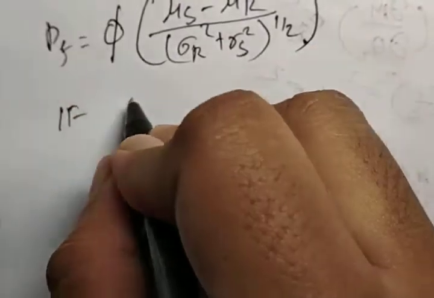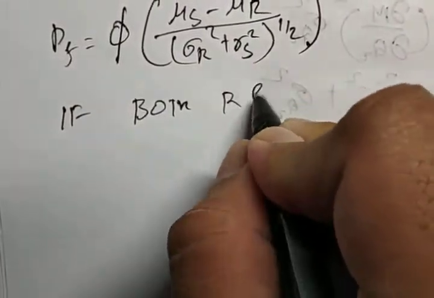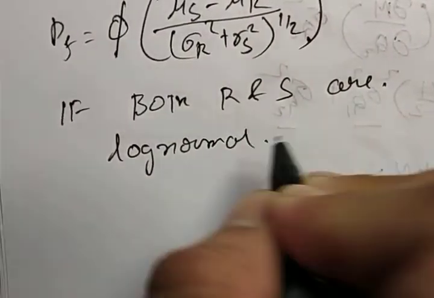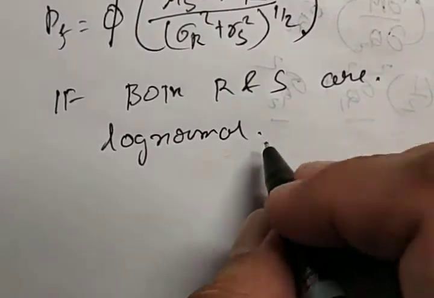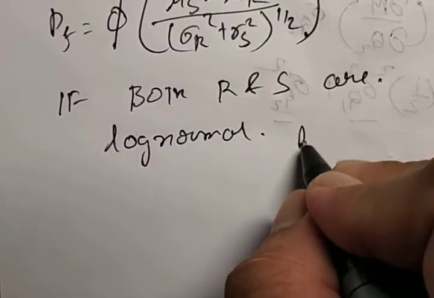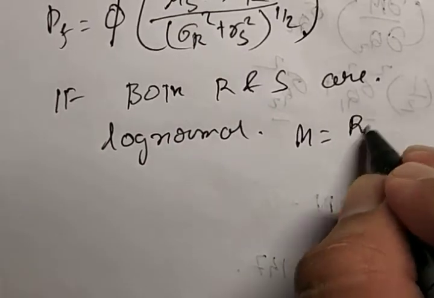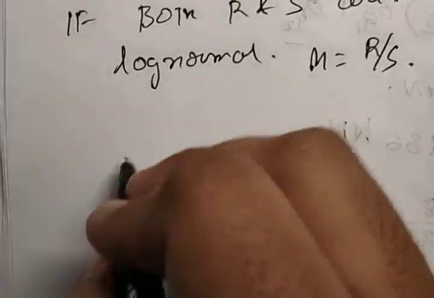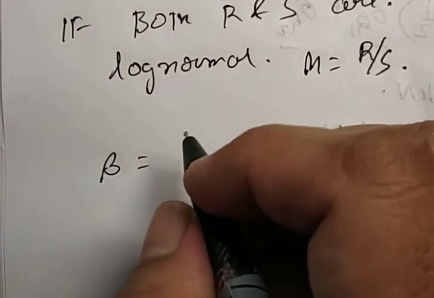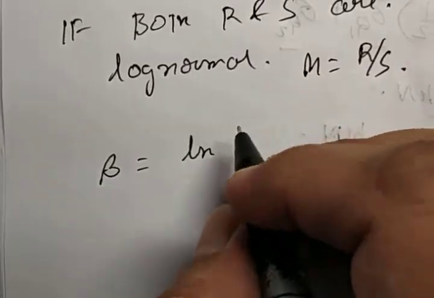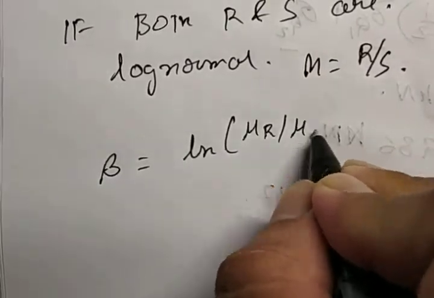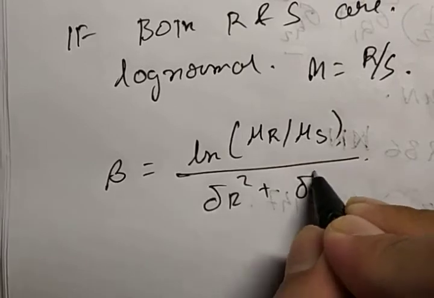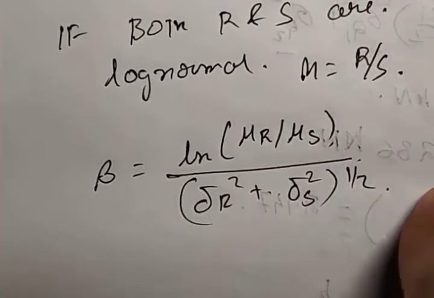If both R and S are log normal, in that case what happens, if both R and S are log normal, then my failure function m, or the margin of safety function, is R by S. So in that case I will directly write down beta equals natural logarithm of mu R by mu S divided by delta R square plus delta S square whole to the power half.